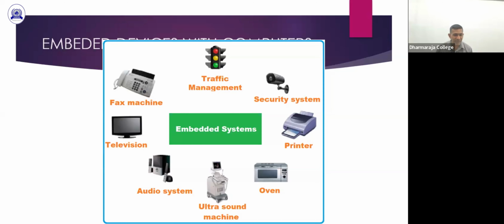And if you talk about security systems, CCTV systems, there you can find a system embedded, a part which joins with the computer, and the printer, and the microwave oven. When you see the microwave, there's a small chip, a small program there. When you put a timer for 15 minutes, it cooks. And the ultrasound machines, audio systems, televisions, smart TVs. Those devices have embedded systems.